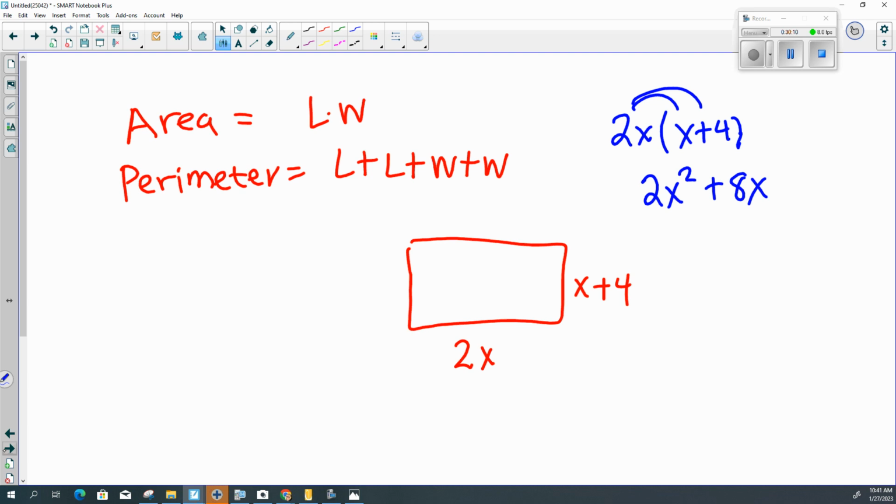Perimeter would be 2x. This is also a 2x. It's a rectangle. So if it asks you for the formula for the perimeter, it's 2x plus 2x plus x plus 4 plus x plus 4. I think that the computer is okay if you leave it like that. But 1, 2, 3, 4, 5, 6x.